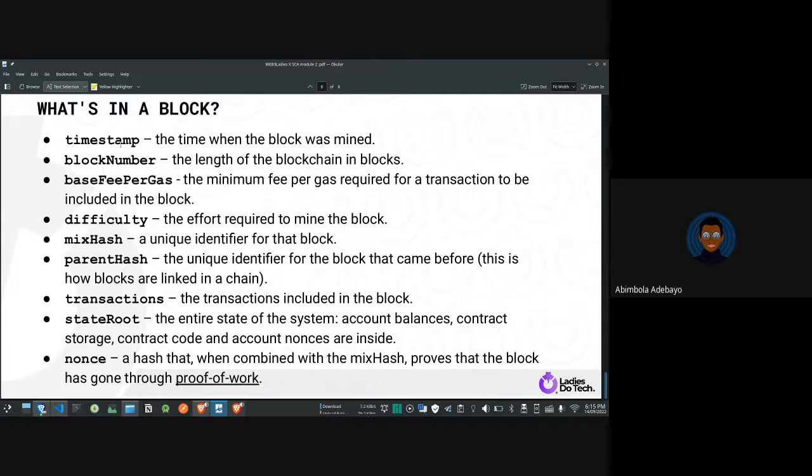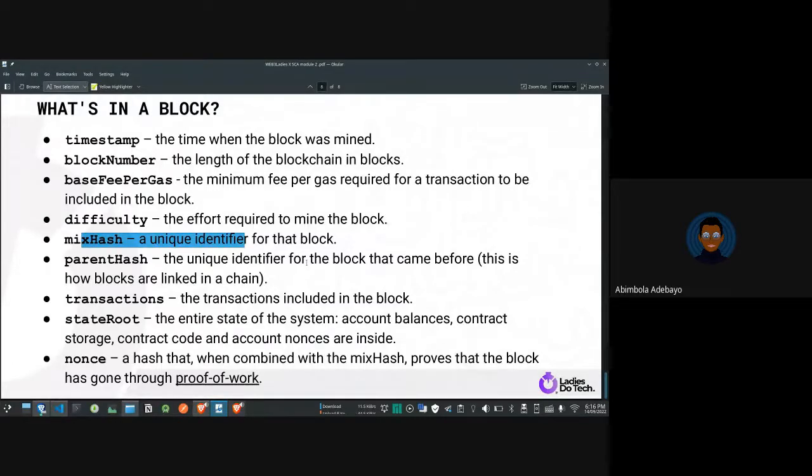So you have the state root. The good thing about it is that it has the entire state of the system: account balances, contract storage, contract code, and account nonces are all inside. So that's the state root. And you have the nonce. The nonce in a block is different from the nonce on your externally owned accounts. The nonce in a block is a hash that, when combined with the mixhash, which is the unique identifier for a block, will prove that the block has gone through proof of work.